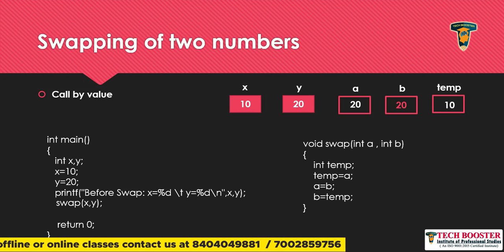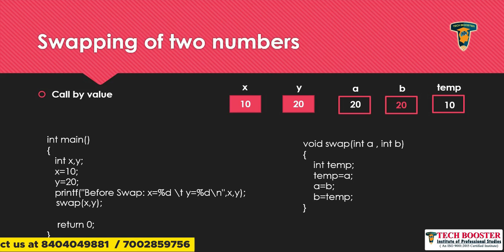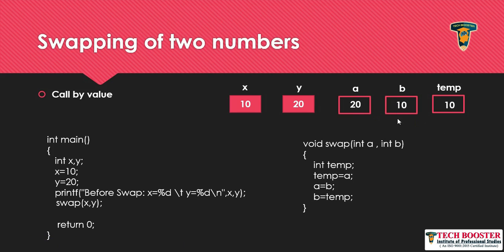So here basically I am updating the value of A to 20, and then I'm storing the value of temp in B. That is, I'm updating the value of B to 10. So here you can see now in A I have 20 and in B I have 10. Once you are done with this particular function, we'll come back to our main function.